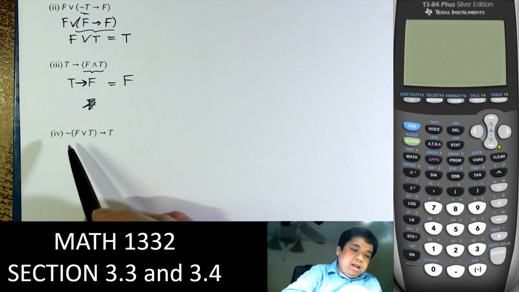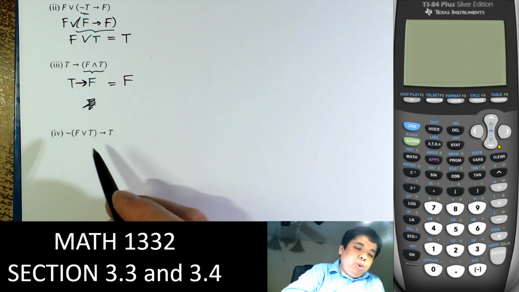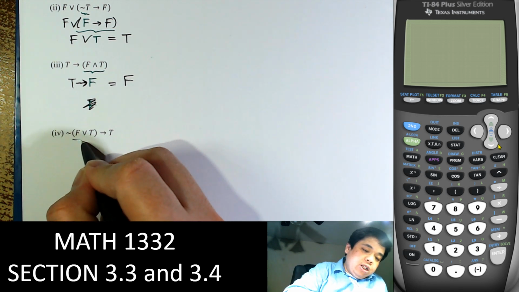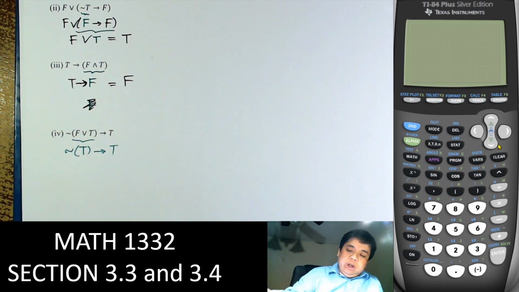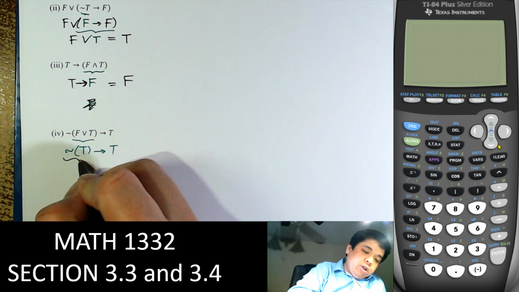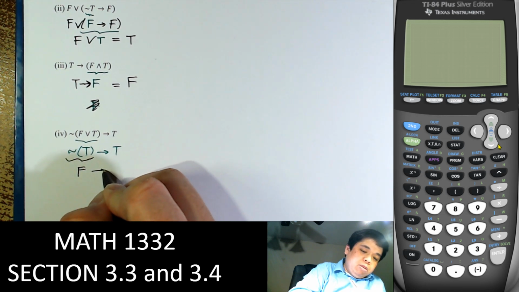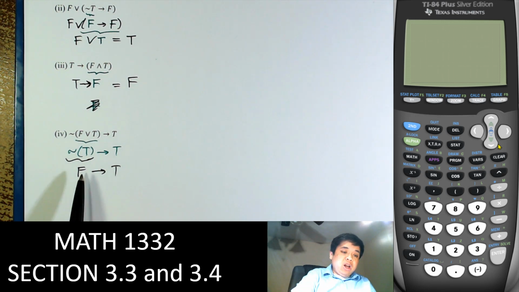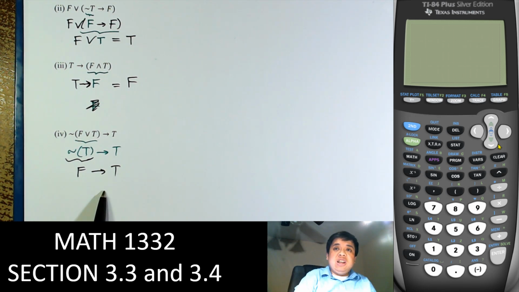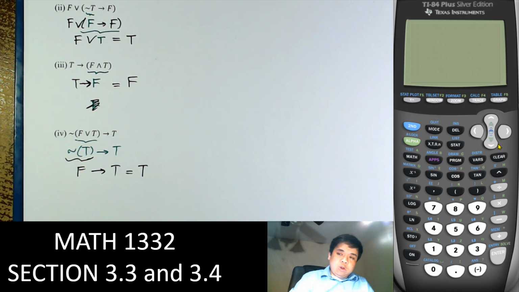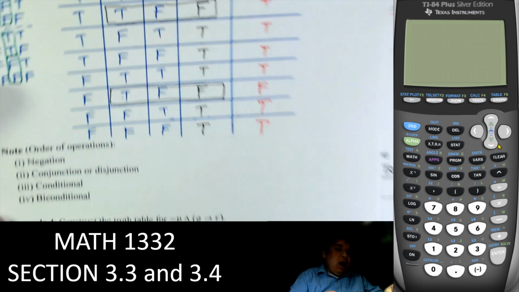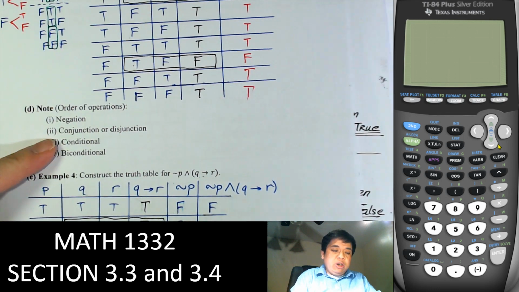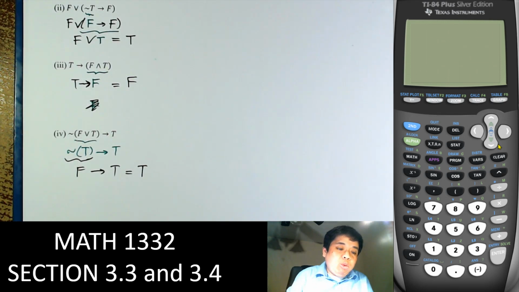And finally, we have this false or true. False or true is still true. Then we have the complement and then true. The complement of true is going to be false. So in reality we have false implies true at the end. Now, if we start with false, false implies anything is still true. So the answer at the end is still true. So once again, the order of operations is negation, and then conjunction or disjunction, and then conditional or biconditional. So that's the order of operations that we follow as well.